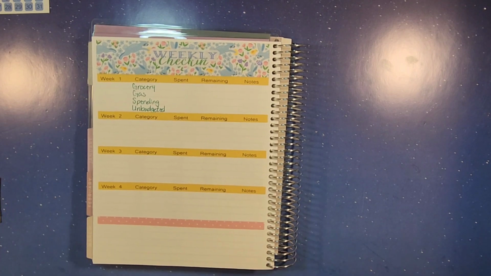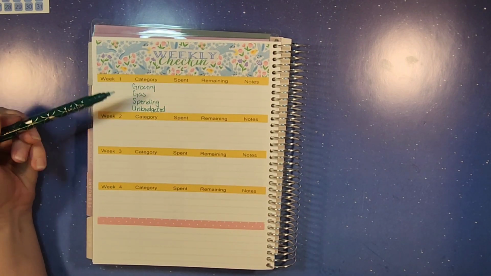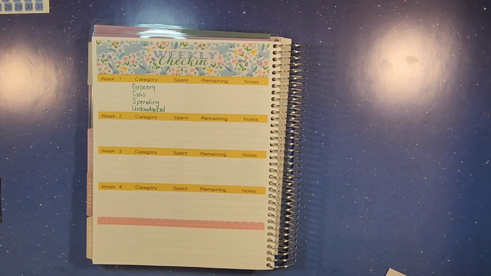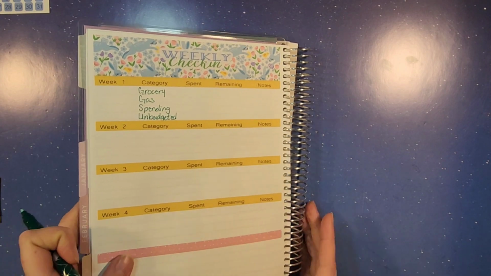Alright, so there's our weekly check-in. I will go in and put all of our categories all the way down. So when I check in, I kind of like to keep track of the actual day of the weeks and stuff. So like the 1st through the 7th and on and on and on. So that way I know.